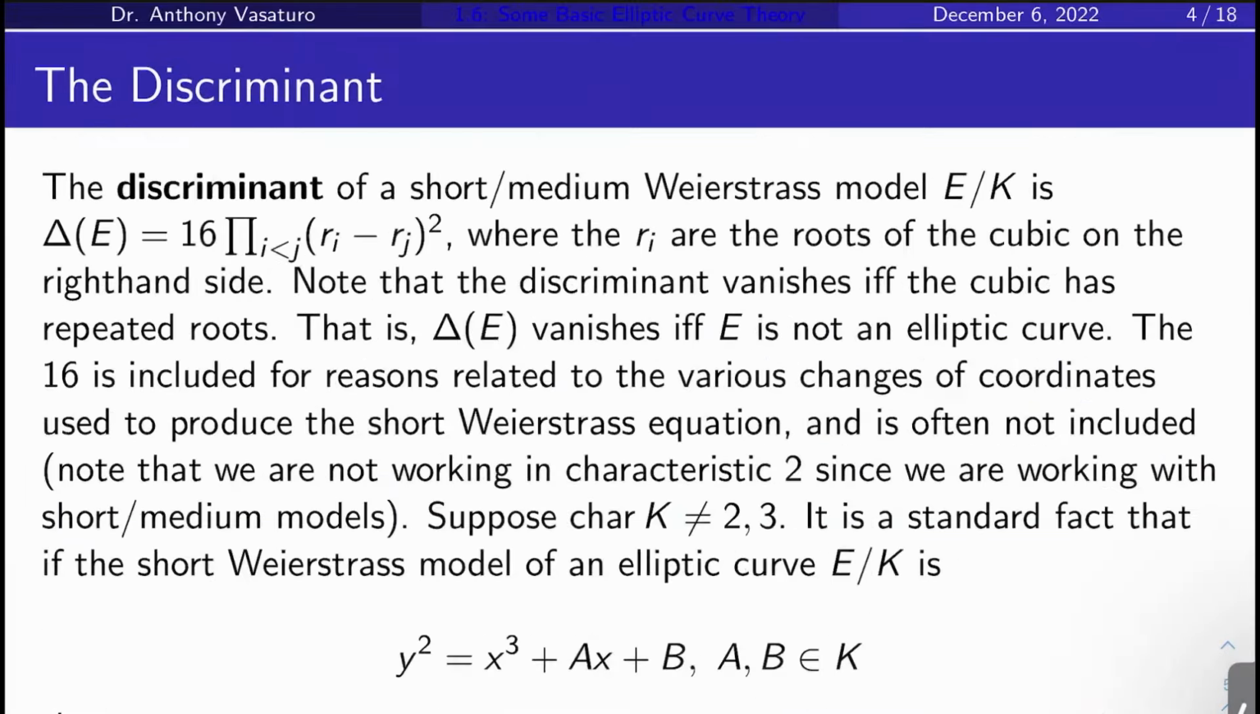What's the discriminant of an elliptic curve? I'll tell you what the discriminant of an elliptic curve E over K given by a short or medium Weierstrass model is. It's delta of E, and it's 16 times the product of the squares of the differences of the roots of the cubic on the right-hand side. The 16 is here for reasons that have to do with those changes of coordinates that I talked about a moment ago, and it's often not written at all. And so what we see is that the discriminant vanishes if and only if the cubic has repeated roots. That is, delta of E vanishes if and only if E is not an elliptic curve.